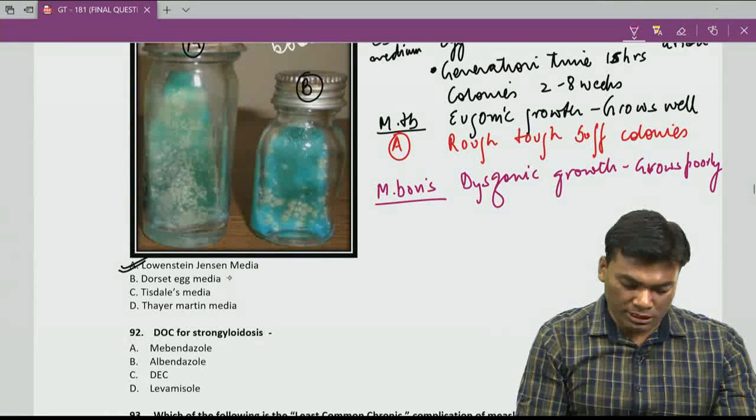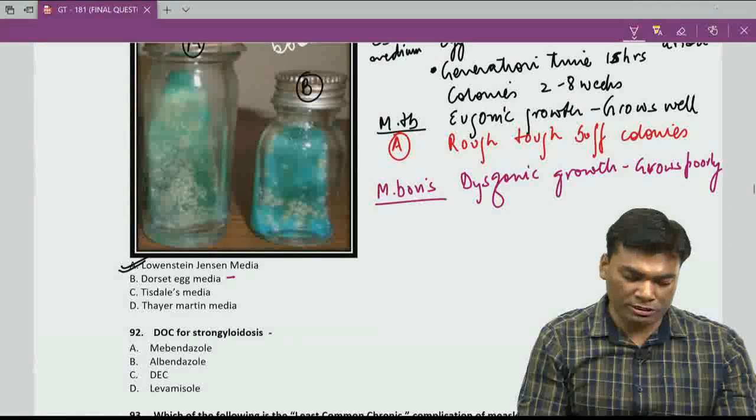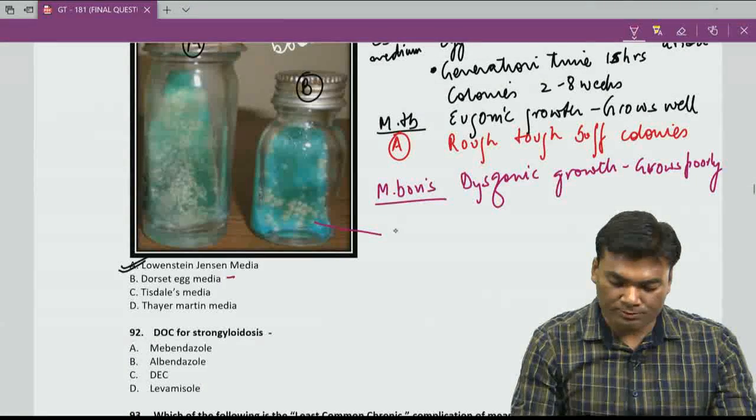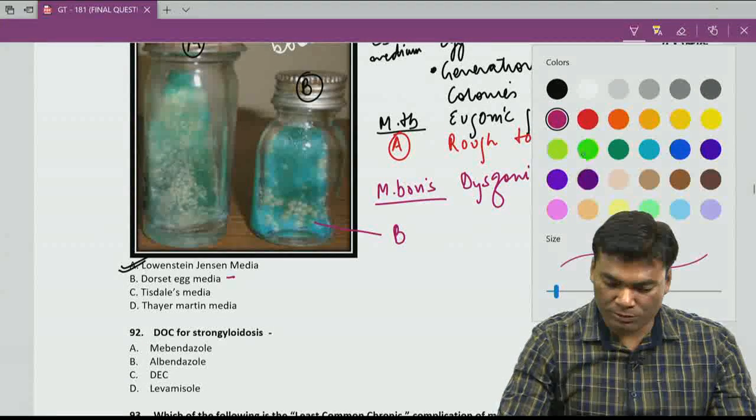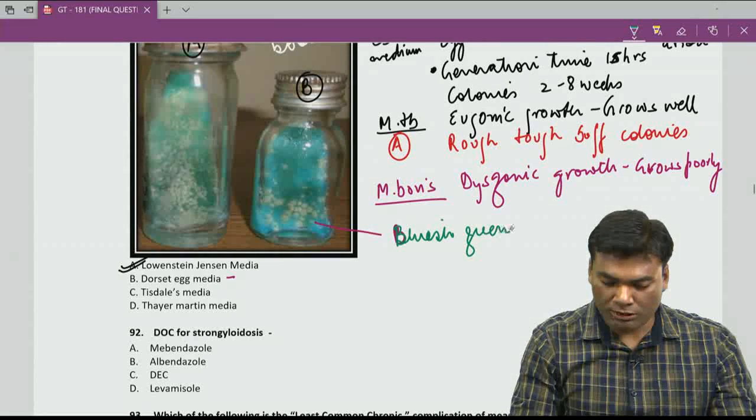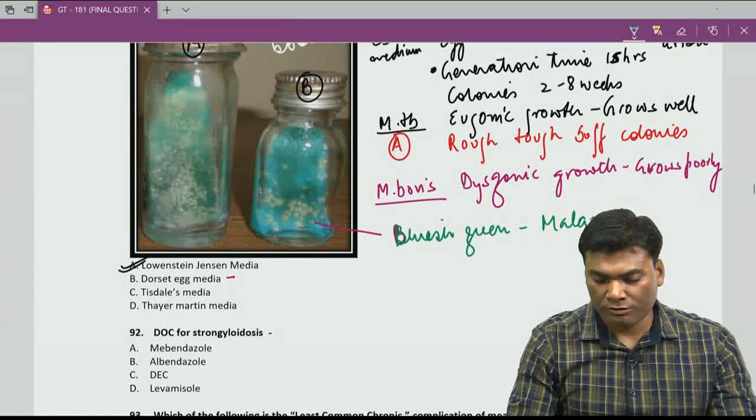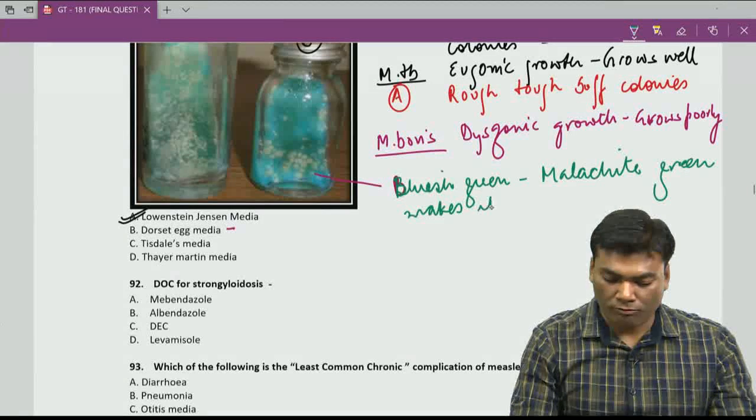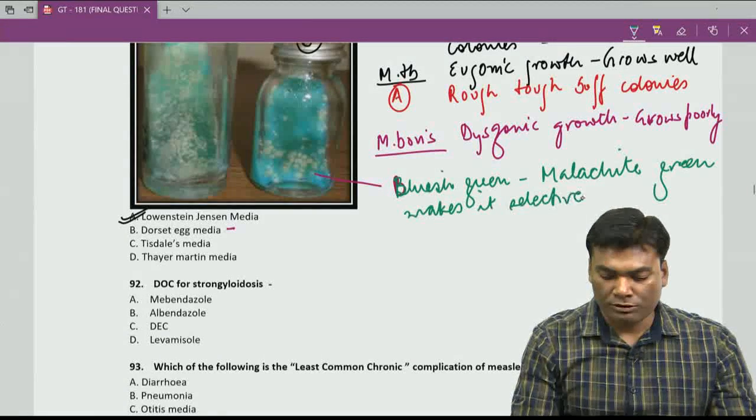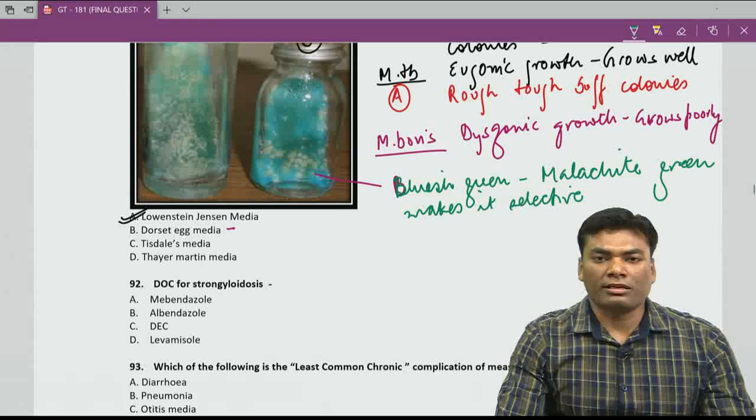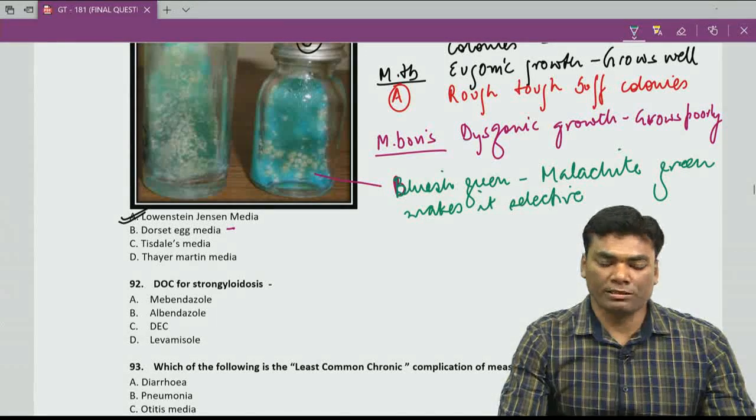Dorset egg media is another egg media, but this media is not that. Another thing in this media is that the color of this medium is bluish-green, right? This color comes from malachite green. So in LJ medium, we add malachite green, and this makes it selective. That means that in LJ medium, only Mycobacterium tuberculosis and other mycobacteria should be growing. We add malachite green, which is a dye, and this dye kills other bacteria.